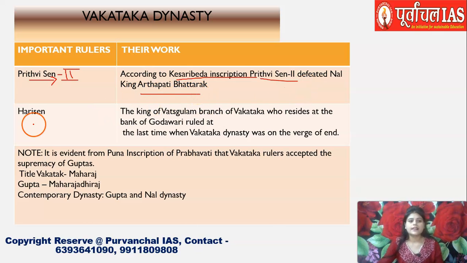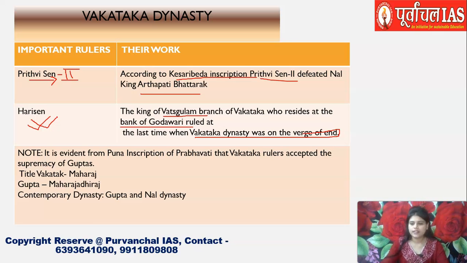Okay. And then there is Hari Sen, again one of the important kings. The king of Vats Gulam resided here for the last time, when this Vakataka dynasty was on the verge of decline, or say end. This Vats Gulam is basically a branch of the Vakataka. They used to reside on the bank of the Godavari, and they ruled in Chhattisgarh during the last period when the Vakataka dynasty was on the verge of end. Okay? It was during the time of King Hari Sen.